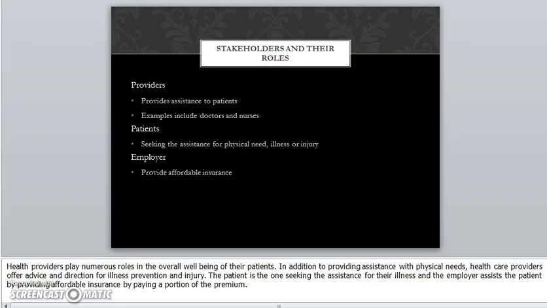Some of the stakeholders and their roles include, for example, the providers. The providers play numerous roles in the overall well-being of their patients. In addition to providing assistance in physical needs, healthcare providers offer advice and direction for illness and injury prevention. Another stakeholder is the patient, of course, and the patient is the one seeking assistance for their illness. Another stakeholder is the employer. The employer assists the patient by providing affordable insurance and also sometimes by paying a portion of the premium.